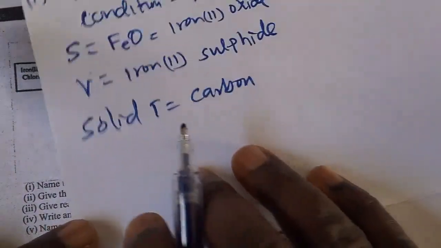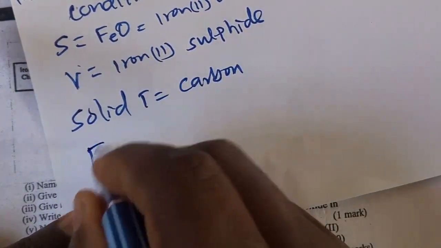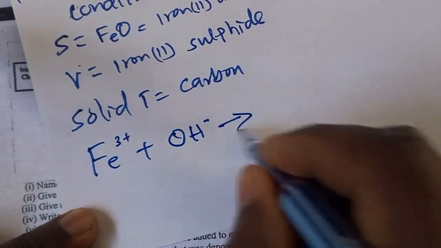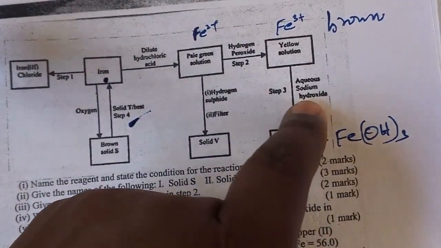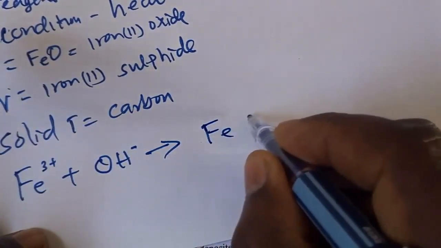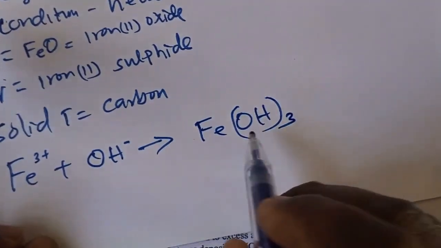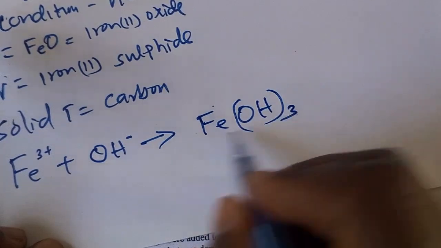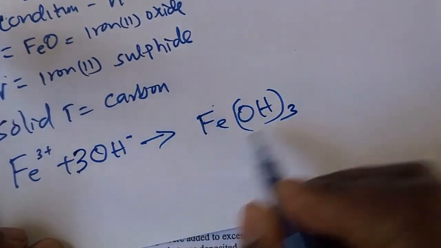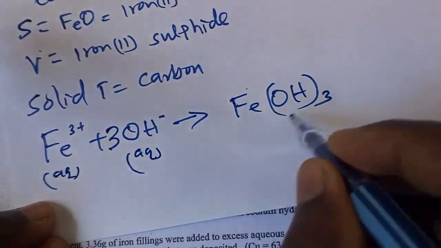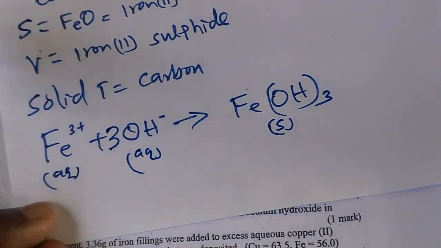That's okay. So step 3, iron 3 plus hydroxide ions, because we are adding aqueous sodium hydroxide. So what is available there that we are using is the hydroxide ions. It is going to form iron hydroxide. So hydroxide, you can see from this valence 3, it puts 3 here. So we need now to balance the equation by putting 3 here because of this 3. And that is the equation. This is aqueous, and this is a solid because it is a precipitate. Very important to note.